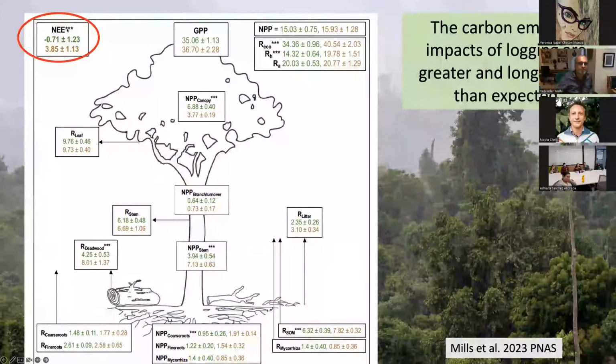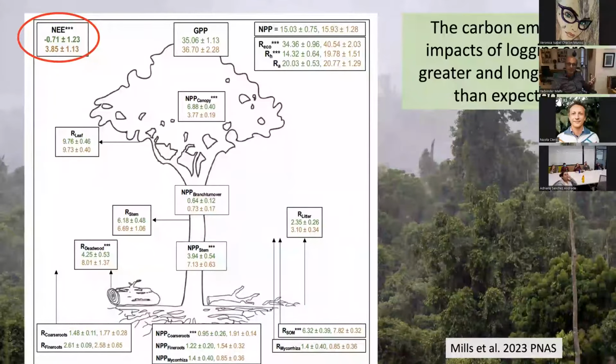And so in terms of net carbon balance, or NEE, you see that the old growth forests are near carbon neutral. Maybe they're a carbon sink with a negative number, but it's not significantly different from zero with this methodology. But the logged forests are clearly a carbon source. So these are the forests that were logged 20 years ago. So this is not what we were expecting.